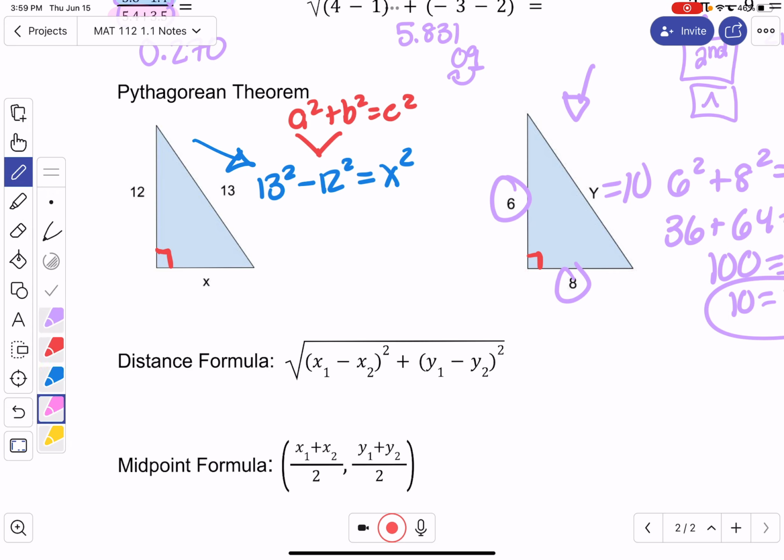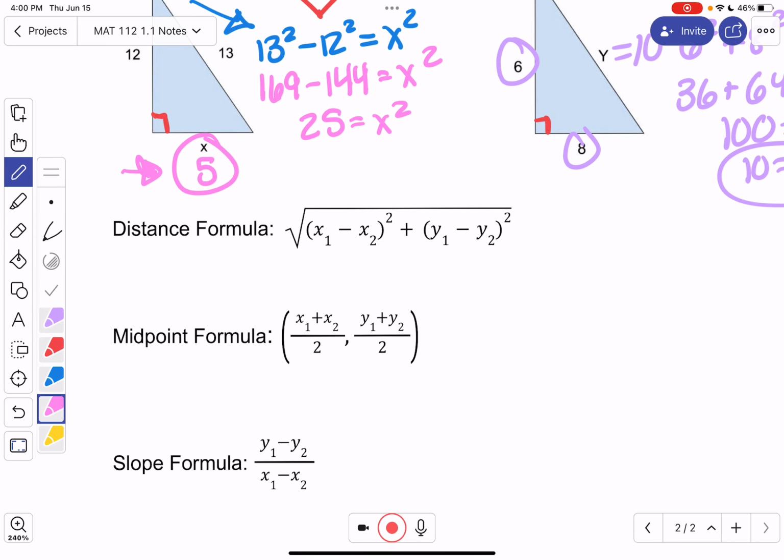Now let's do the math. 13 squared is 169. 12 squared is 144. 169 minus 144 is 25. And then the square root of 25 is 5. Now these examples have problems that come out even. I picked special triples on purpose. Most answers will come out as a decimal. They'll be irrational. They don't always work out perfectly.